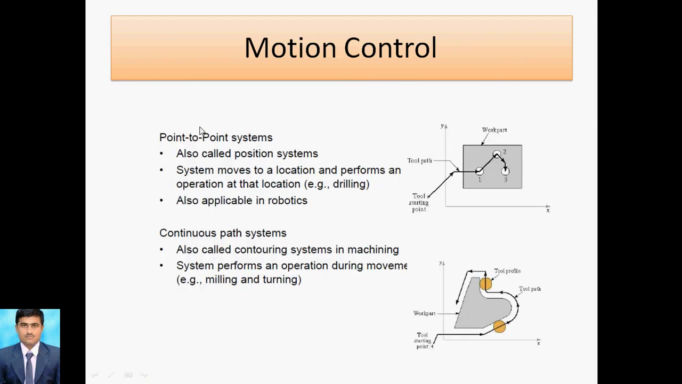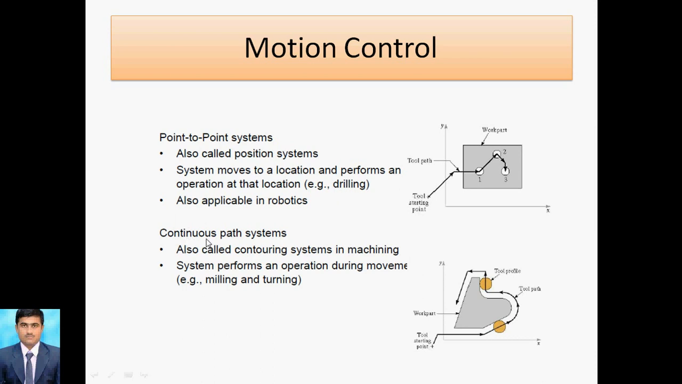Now we discuss motion control. As you know, there are two methods. One is the point-to-point system. The second is the continuous path system. In the point-to-point system, the tool moves from one point to another point. That means it performs the operation at the specific location, for example drilling. It is also applicable in robotics.